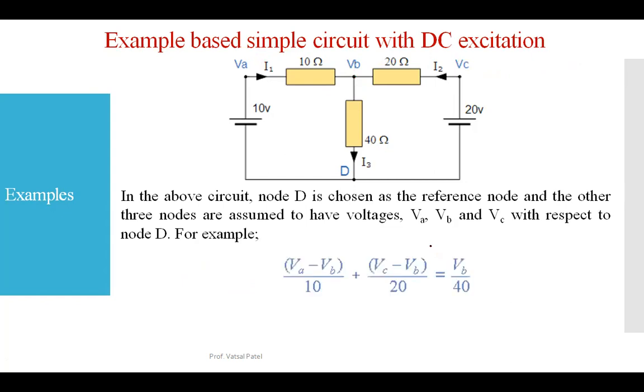So this is the equation you can see. The first term is given here for the current I1. This is I2 and this is VB by 40, which is your I3 current.